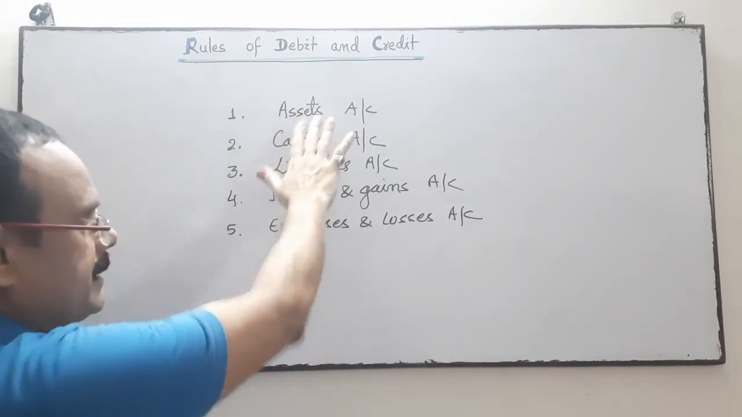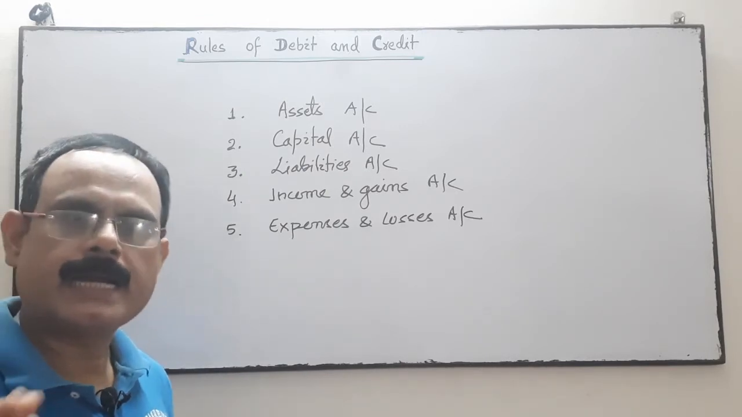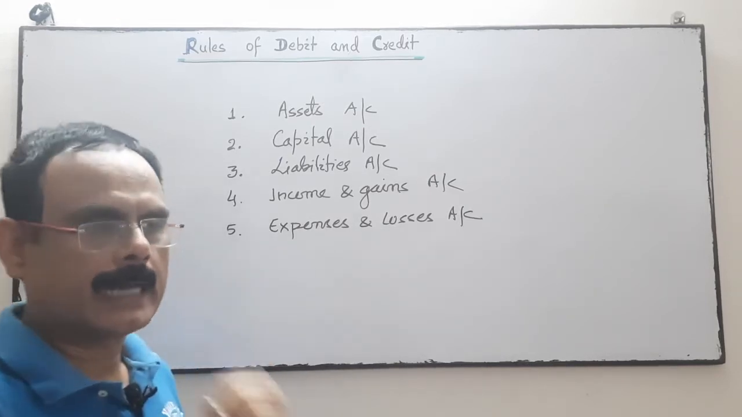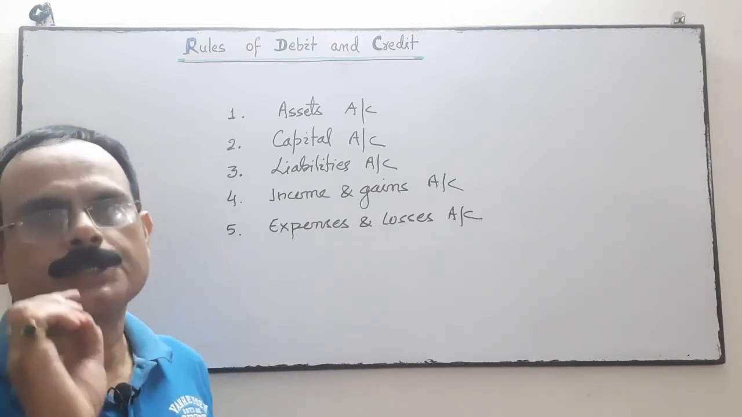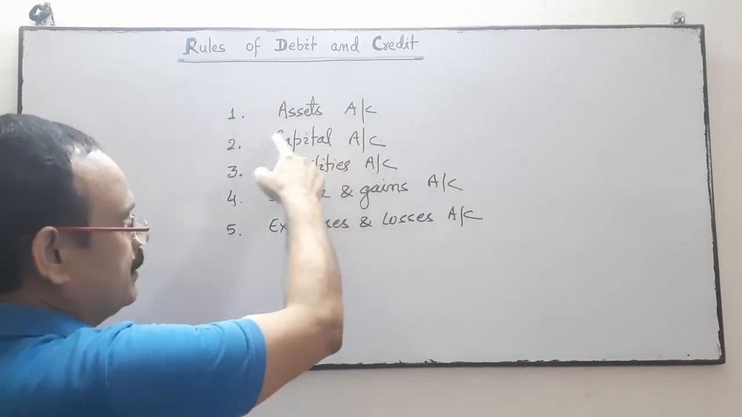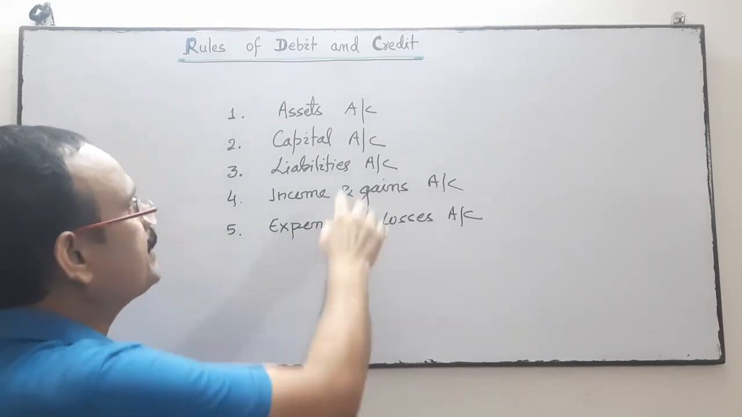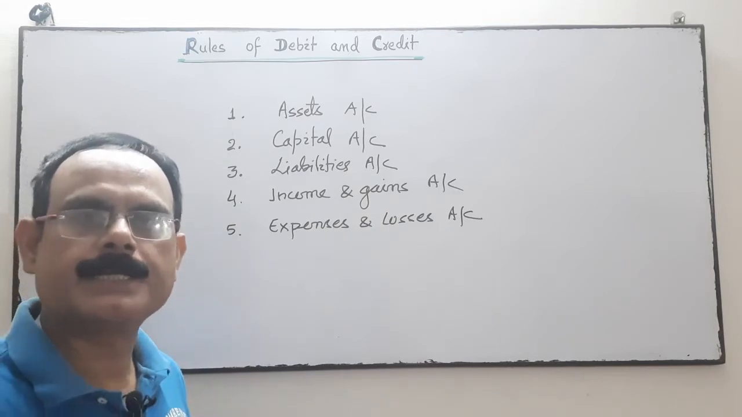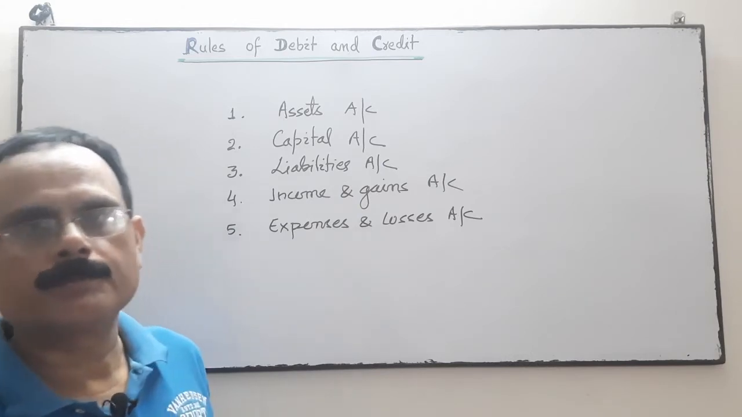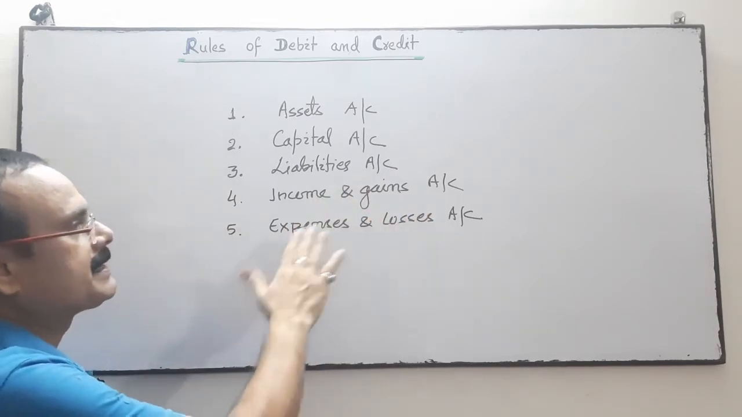In assets, all assets come under this account: cash account, furniture account, land and building account, plant and machinery account, goodwill account, cash at bank, cash in hand, closing stock. The capital account represents the proprietor's account, the owner's account. Liabilities means all external liabilities like creditors, bills payable, outstanding expenses, bank loan, loan from financial institutions. Then incomes and gains, and expenses and losses.